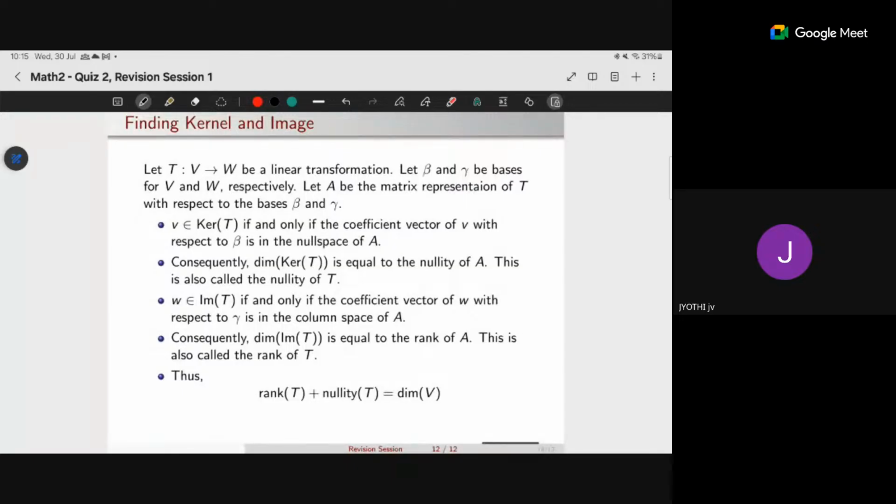A similar thing you can do for image. But for image, what you have to do is calculate the column space of the matrix of the representation. Once again, if you look at the column space, the vectors in the column space will be coordinates of the vectors. The similar thing holds, but over there you just do it with the column space.